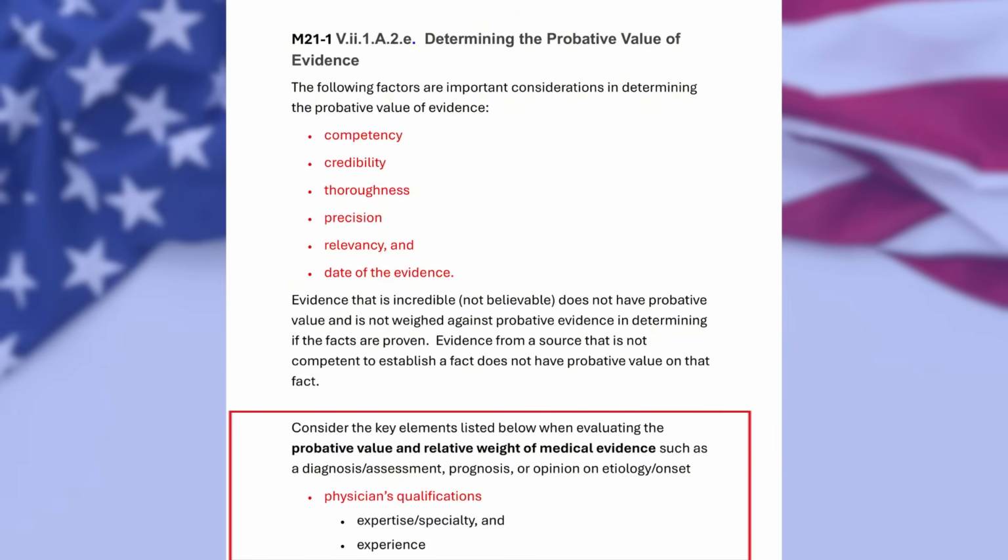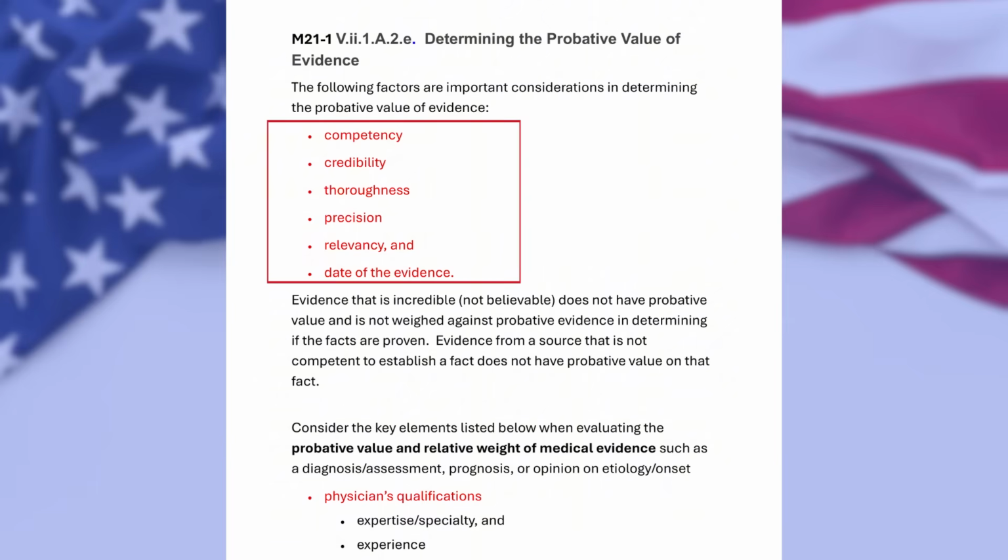Consider the key elements. This is the last paragraph at the bottom. Consider the key elements listed below when evaluating the probative value and relative weight of medical evidence, talking about DBQ and Nexus, such as a diagnosis, assessment, prognosis, or opinion on etiology. That's in the DBQ and the Nexus. Physicians' qualifications, expertise, specialty, and experience. Remember the bullet comments up above: competency, credibility, thoroughness. Let's keep going, slide number 5.